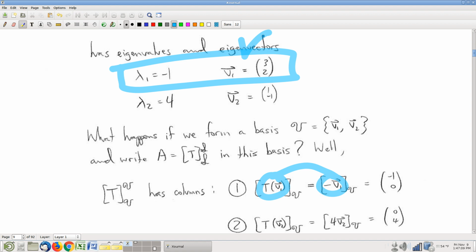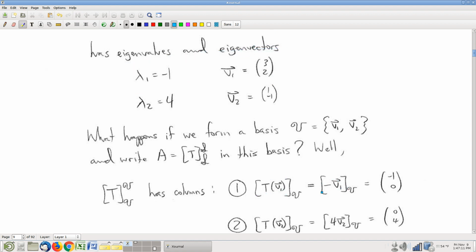And, well, here's a nice result from 5.3. How do you represent that image with respect to V? Well, we're representing an obvious linear combination of V1 and V2 with respect to V1 and V2. And so these coefficients are really easy to write down. This negative V1 is negative 1 V1 plus 0. Right? So this is our first column.